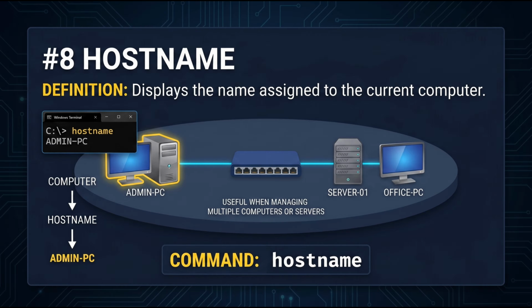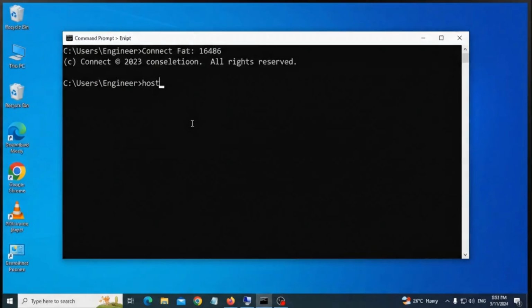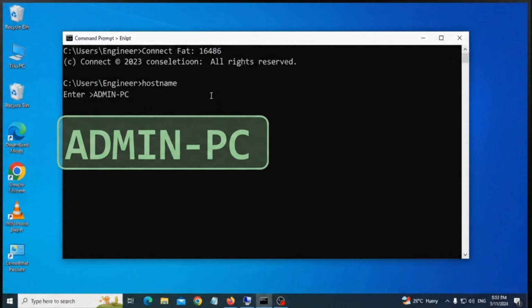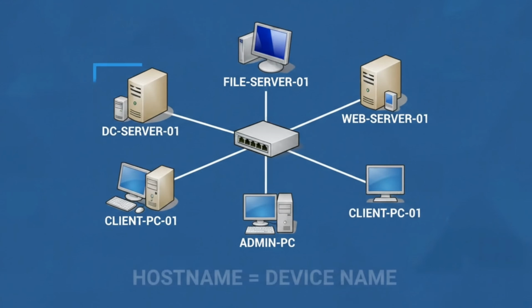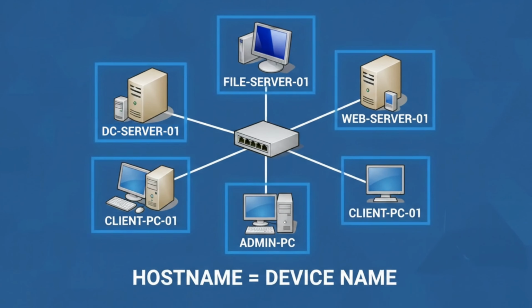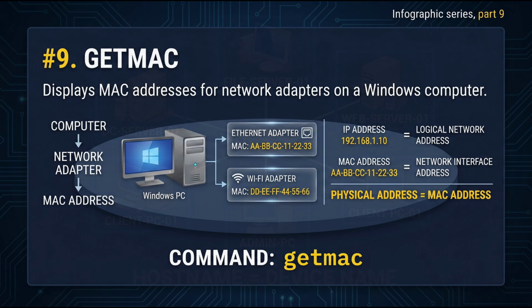Number 8 is hostname. This is a very simple command, but it's useful when working with many computers or servers. Type hostname and press enter. Windows immediately displays the name of the current computer. For example, this computer might be called admin PC. When you're remotely managing several servers or troubleshooting different machines, checking the host name can help confirm that you're working on the correct system.